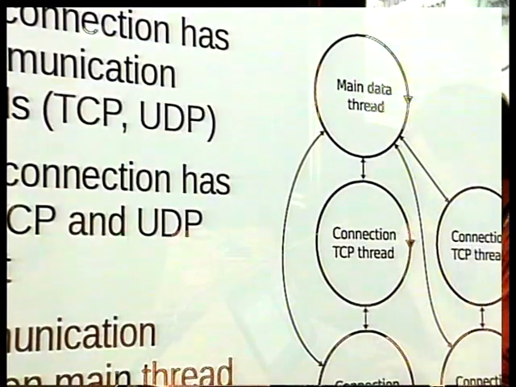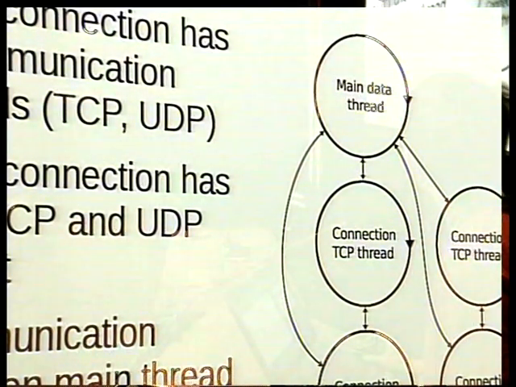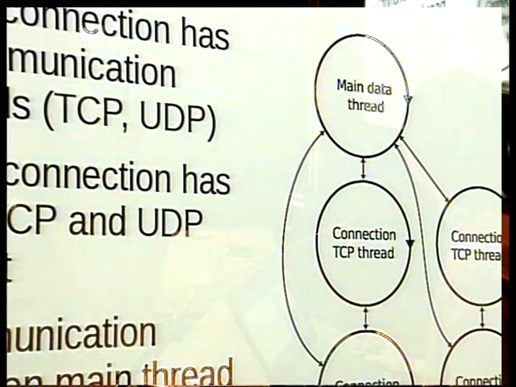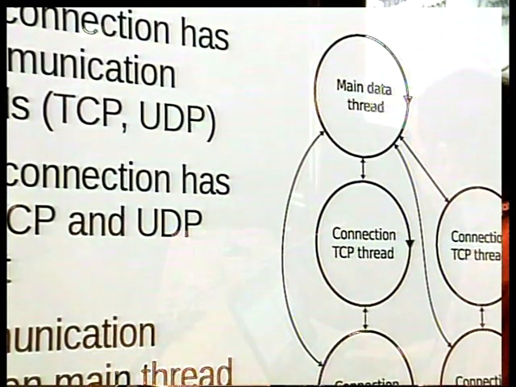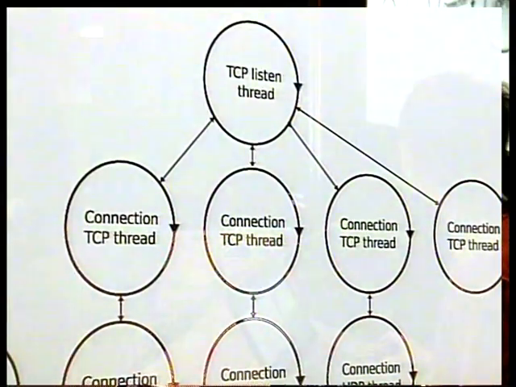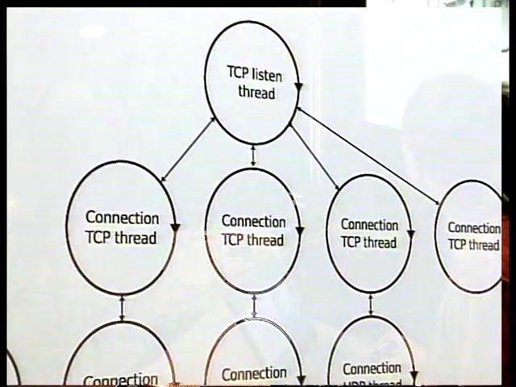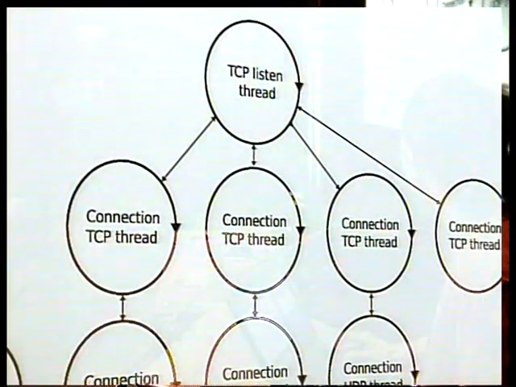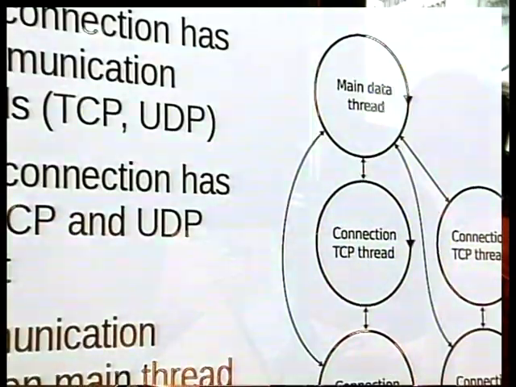Communication between the main data thread and the connection UDP thread uses a queue. The same queue is used for communication between the UDP connection thread and the data thread at the VARS server.